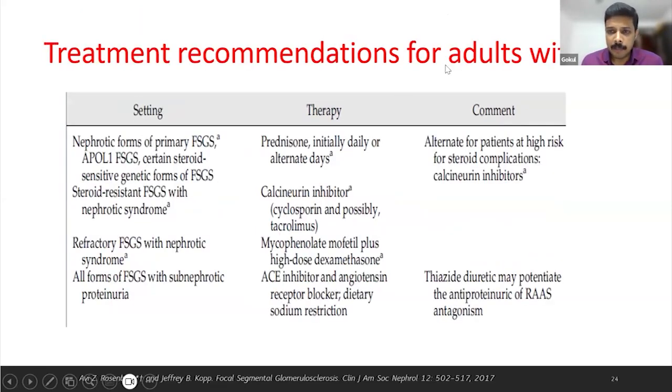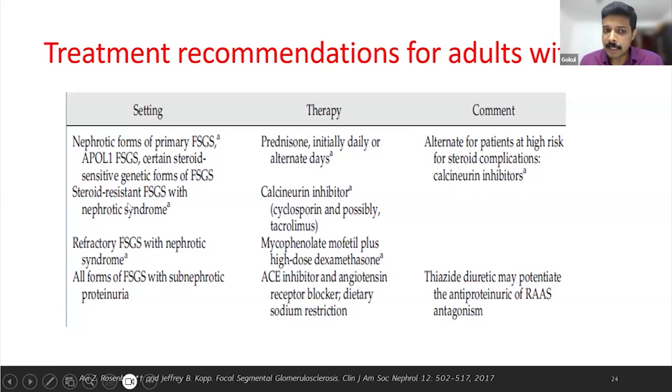So I'll be mainly dealing with the adult part of it. If the patient presents with nephrotic forms, APOL1 associated FSGS, or certain steroid sensitive forms of FSGS, in that case prednisolone initially daily or alternate day. And here there is a recommendation that when the patient is at high risk for steroid complications like diabetes, obesity, in that case we can go for calcineurin inhibitors as a first line therapy.